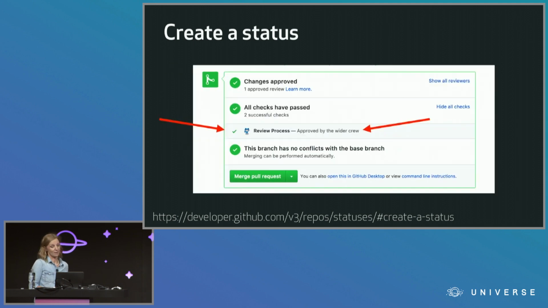That status you send via the API will be represented as a passing check in the web UI. And if you've set that review process status as being required, the PR would then show that it's allowed to be merged.